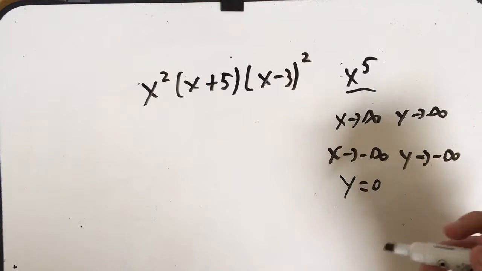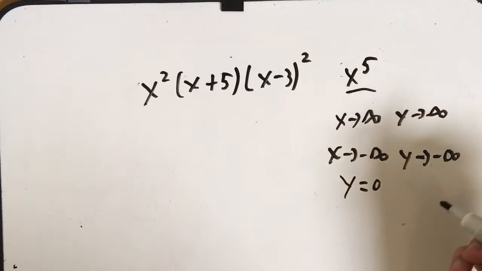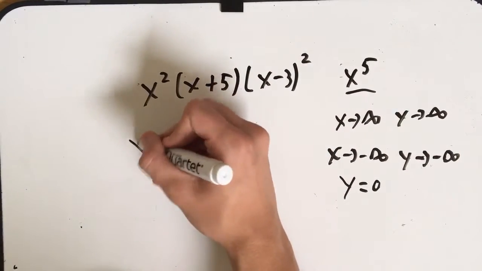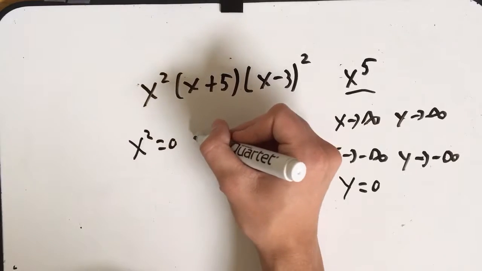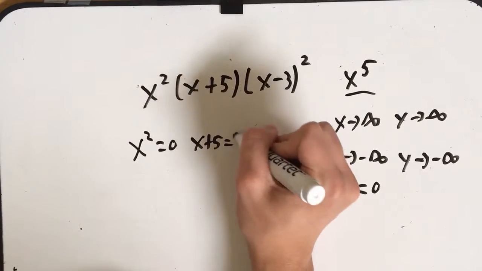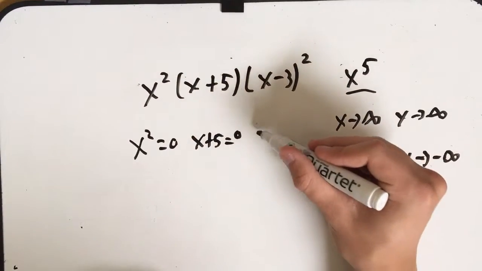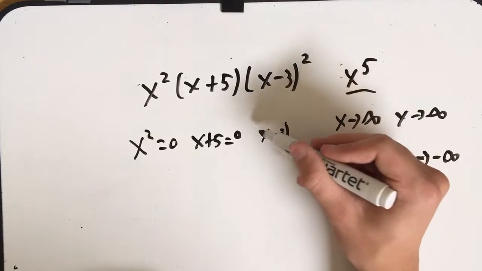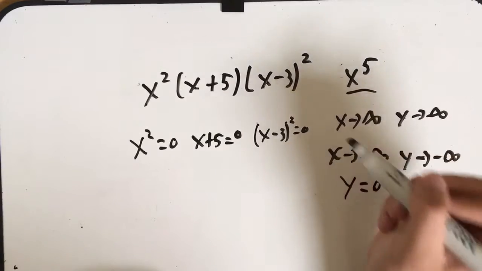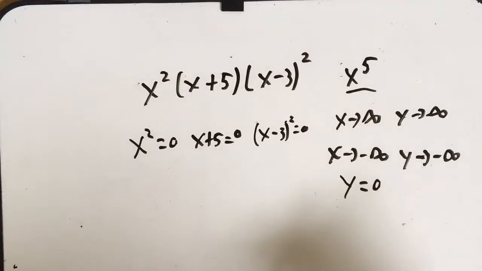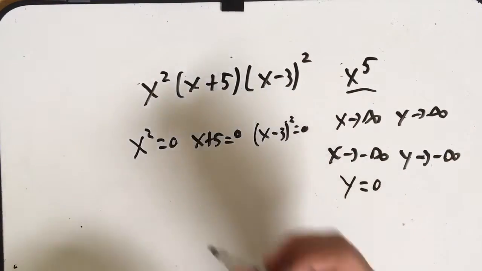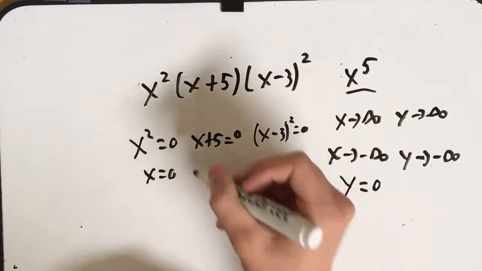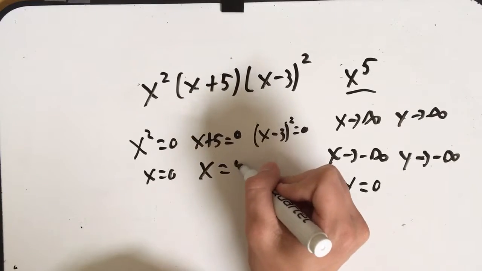So next, we're going to again set them equal to 0. And then it's got x minus 3, squared, equals 0. So then what we have here is x is equal to 0, since you square rooted them. x is equal to -5.